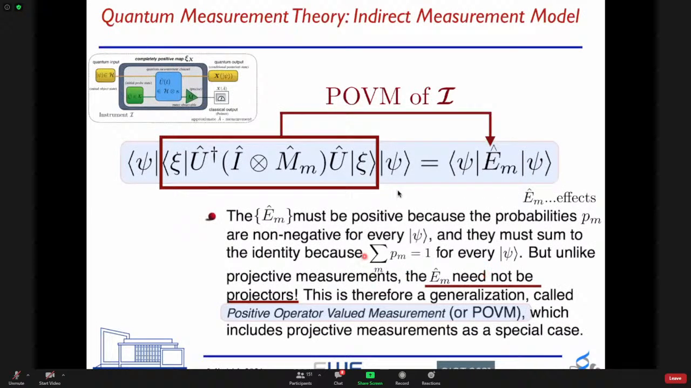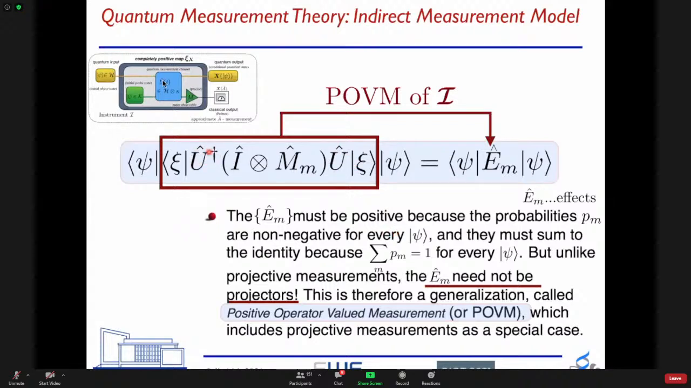Okay, now we go back to our quantum instrument. We do a projective measurement on our meter observable. What happens is that the effect that results here is itself not necessarily a projective measurement. This depends on the unitary evolution here.